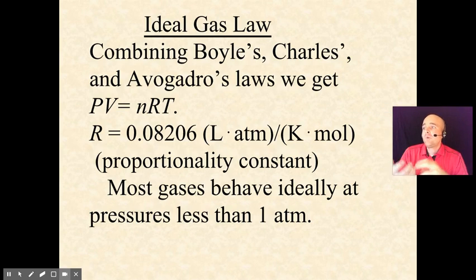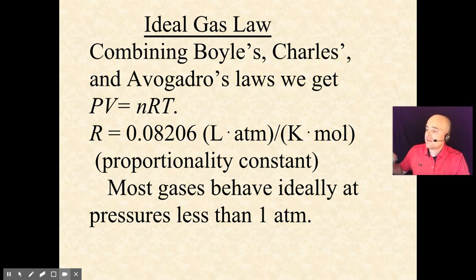When we combine Boyle's, Charles's, and Avogadro's law, we get the ideal gas law. So that would be PV equals nRT, or "perv nert." And R is that proportionality constant. When you plug in all these values and all this data, for your math to actually work right, you need a little fudge factor, and that's what that value of R is.